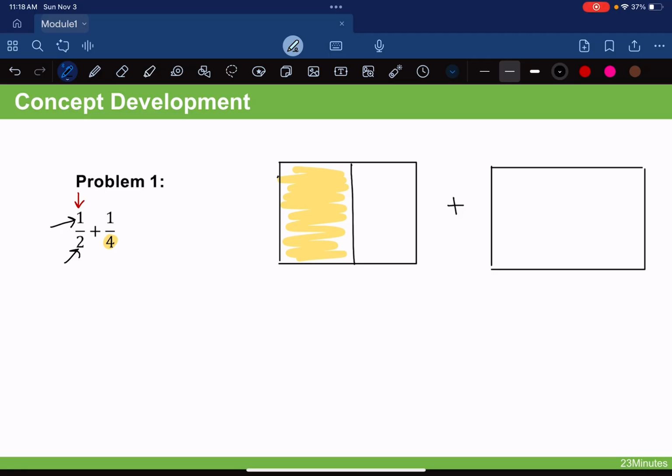So for me, I'm going to come here and cut it in half and cut those halves in half. And that will give me 4 parts. My numerator here is a 1, so that tells me I'm going to shade in 1 out of those 4 parts.